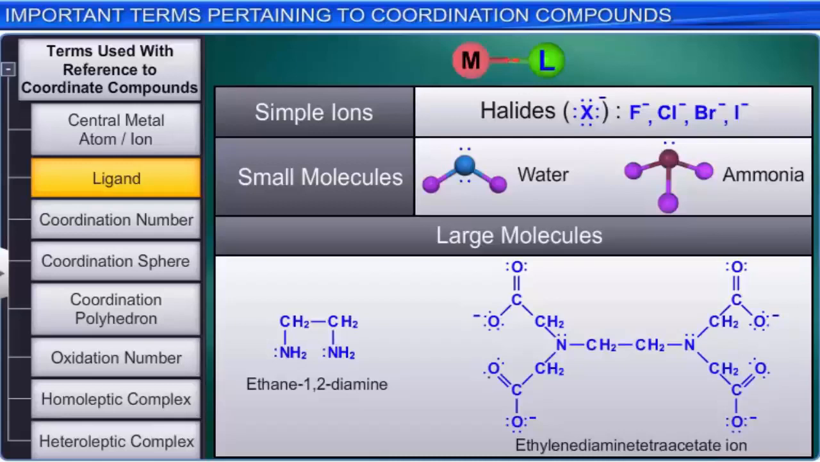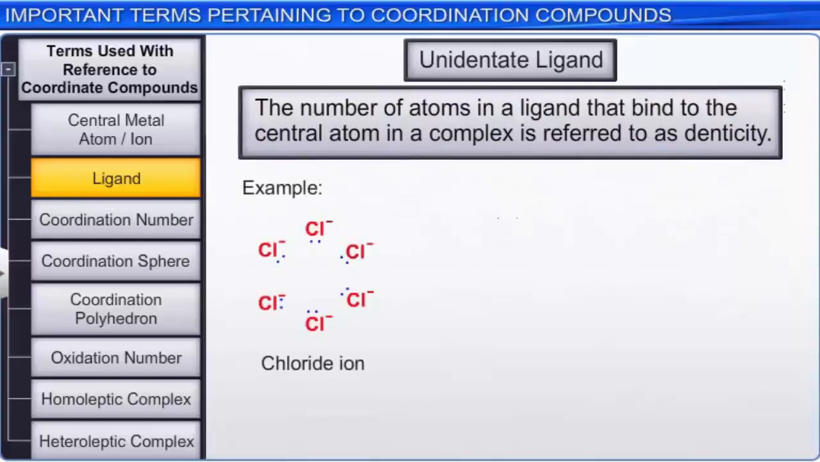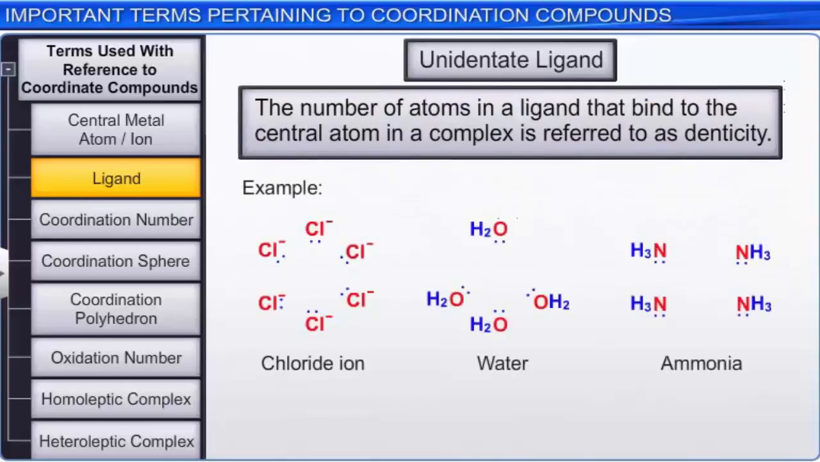The number of atoms in a ligand that bind to the central atom in a complex is referred to as denticity. When a ligand is bound to a metal ion through a single donor atom, as with the chloride ion, a water molecule or an ammonia molecule, the ligand is said to be unidentate.